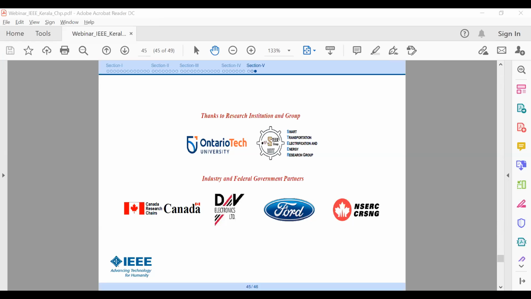Can this topology be used for other motors? Of course, it can be used. As I mentioned, this topology is used for any AC motors. Most commonly it's used for induction motors as well as PMSM.